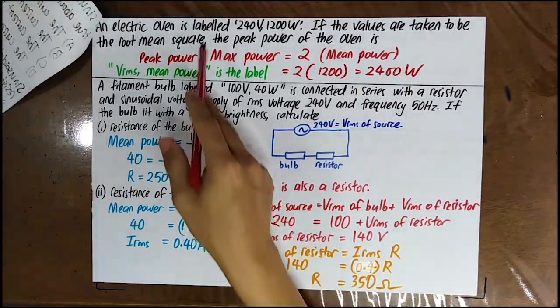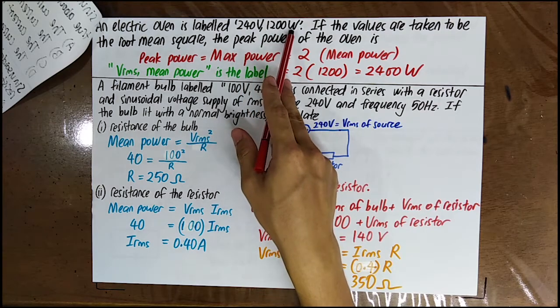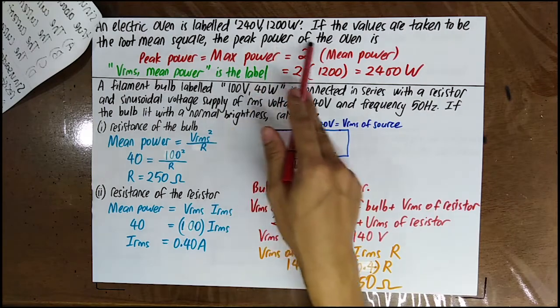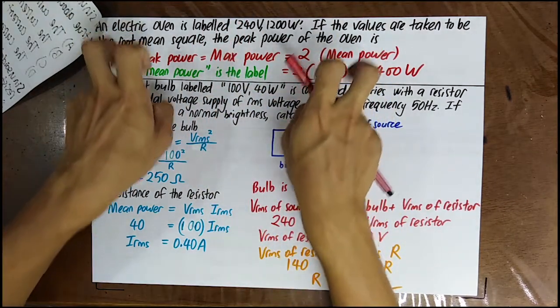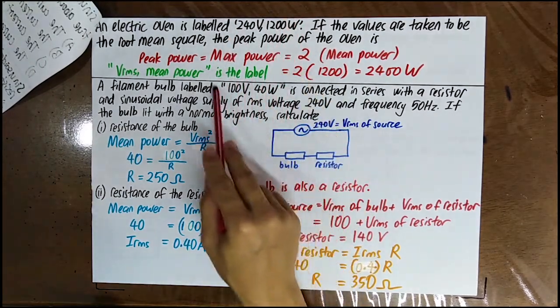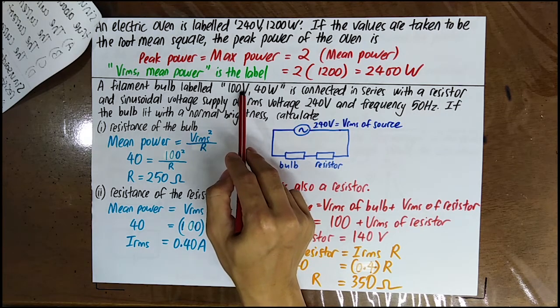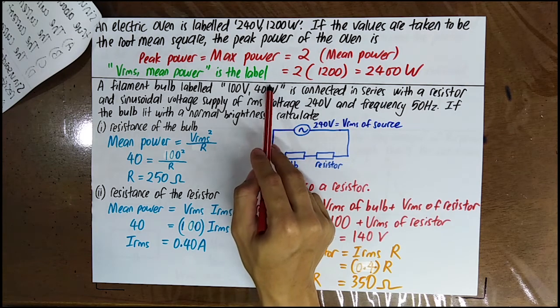An electric oven is labeled 240 volt, 1200 watt. If the values are taken to be the root mean square, the peak power of the oven is... Okay, when you see something like this, you know that the first thing is the root mean square value of the voltage. The second thing is the mean power.